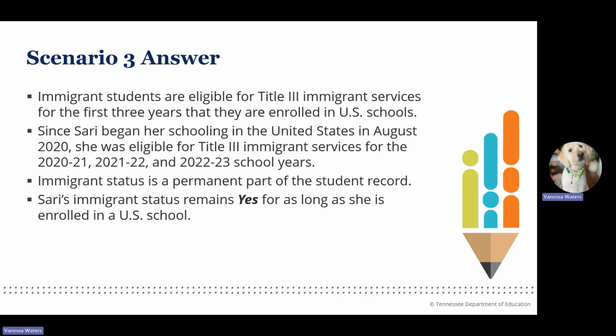Since she began her schooling in the United States in August of 2020, she was eligible for Title III immigrant services for the 2020-21 school year, the 2021-22 school year, and the 2022-23 school year. Remember, I mentioned earlier that immigrant status is a permanent part of the student record. Her immigrant status remains yes for as long as she is enrolled in a U.S. school.